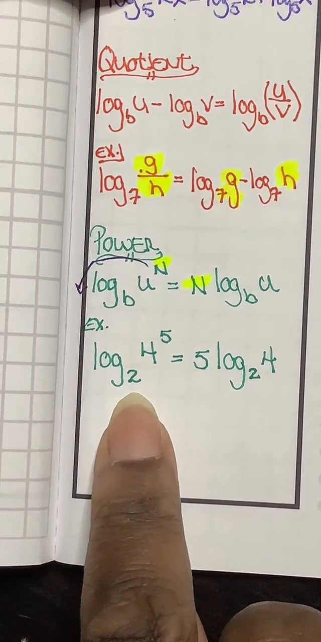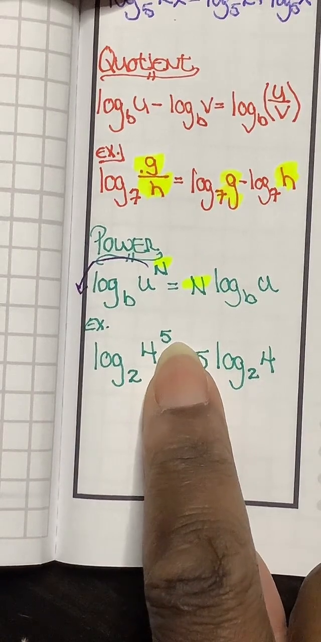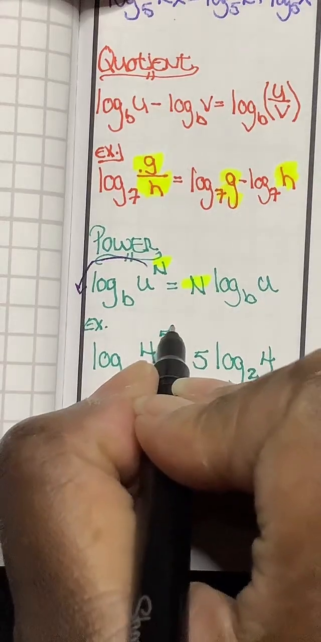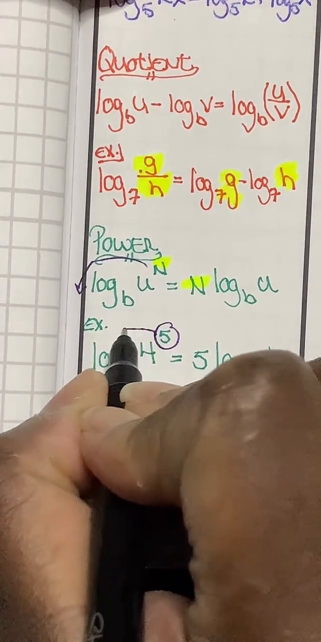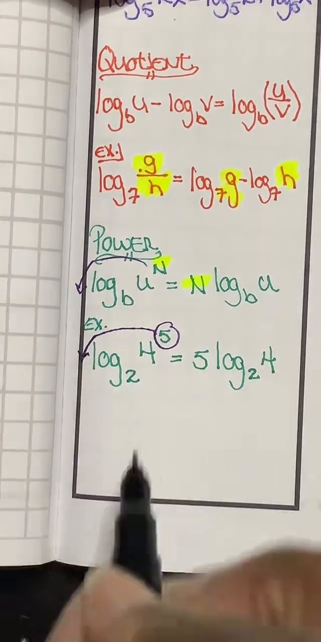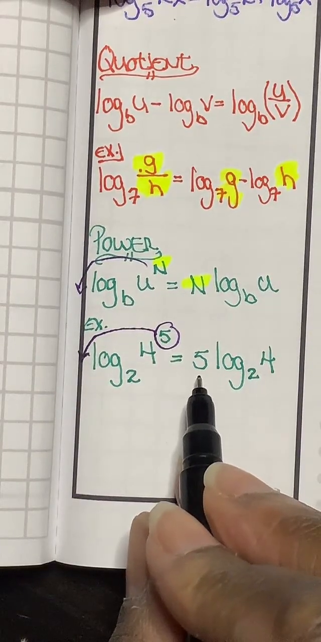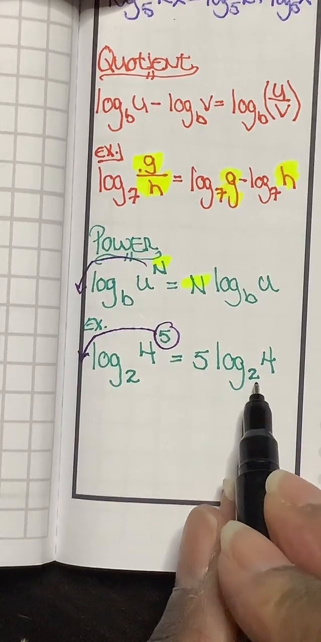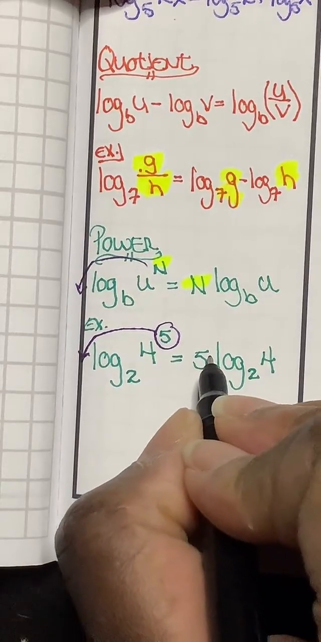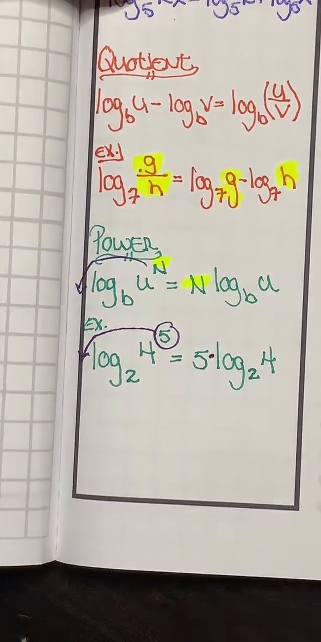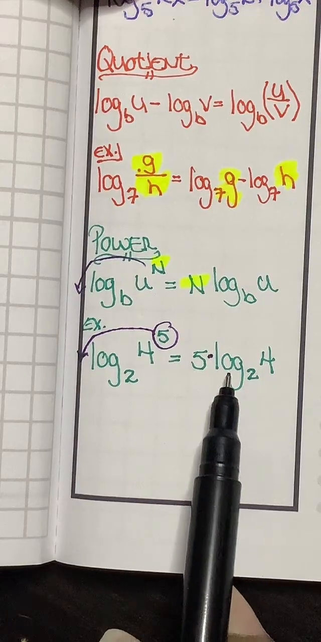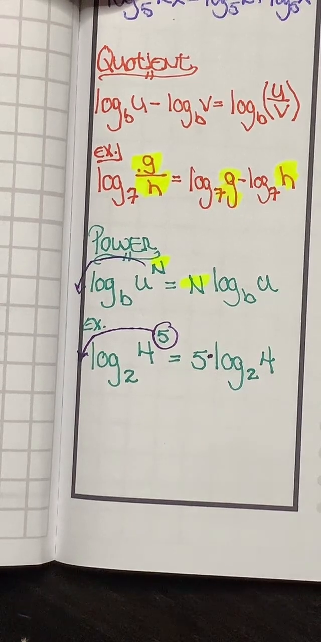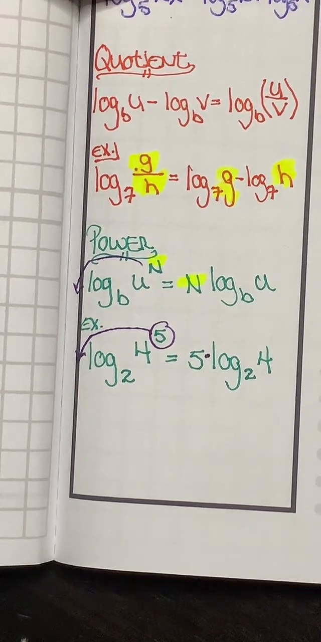We have log base 2 of 4 raised to the 5th. So we took that 5 and we moved it to the front of your log. So now it's the coefficient of that log. So then you have log base 2 of 4. So 5 times the log base 2 of 4. And this is multiplication. So you can say 5 times log base 2 of 4, or you can say 5 log base 2 of 4. Okay? All right.